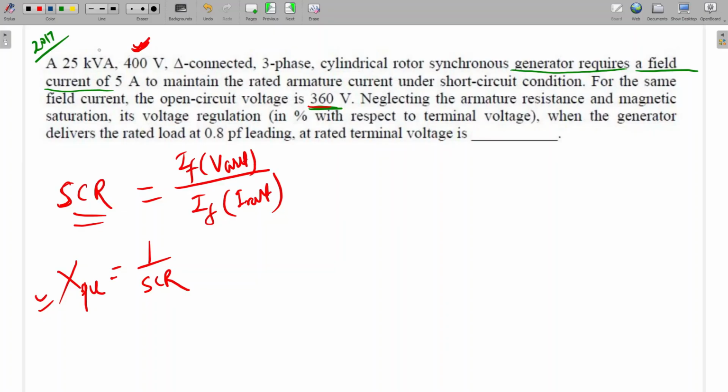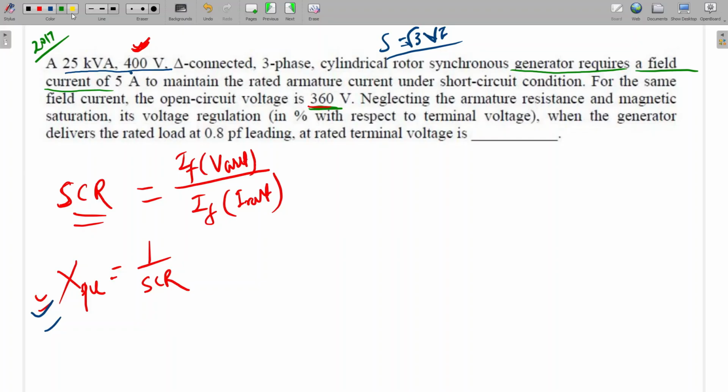If we solve by the basic method, then what do we have to do? First we have to calculate the phase current. S is equal to root 3 VI. From here we calculate the phase current, then the reactance in actual value. The actual value will be a very big value, and that big value calculation will be very difficult. So we can convert into per unit and easily solve it.